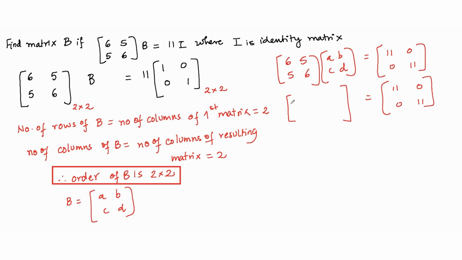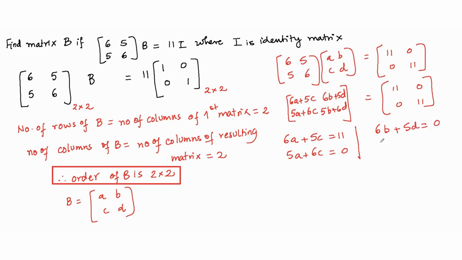And therefore, I would multiply. So 6A plus 5C, that's the first entry. 6A plus 5C. Then take the first row, second column. So 6B plus 5D. Then I would take 5A and 6C. So 5A plus 6C. And then 5, 6 and BD. So that would be 5B plus 6D. And then I would equate the corresponding matrices. So I get 6A plus 5C is equal to 11. And 5A plus 6C is equal to 0. That's one set of simultaneous equations. Similarly, 6B plus 5D is equal to 0. And 5B plus 6D is equal to 11. So that's the other equation.